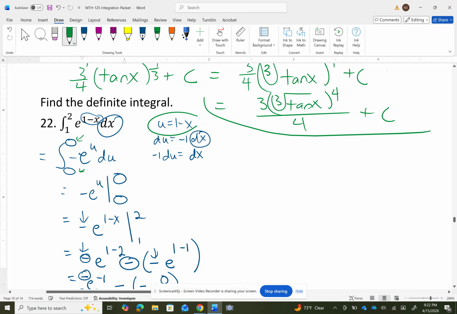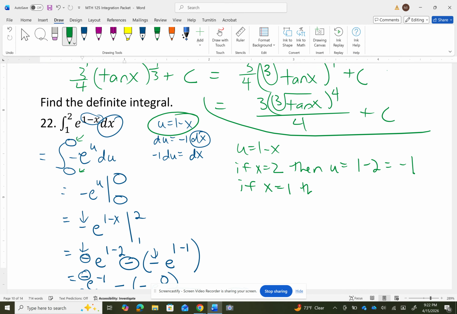All right, so you know how we let u equal 1 minus x? So we have u equals 1 minus x. So if x equals 2, then u would equal 1 minus 2. And if x equaled 1, the bottom limit, then u would equal 1 minus 1, which is 0. So what would happen is right here, I could have changed it to having a 0 at the bottom and a -1 at the top, and do this integration.